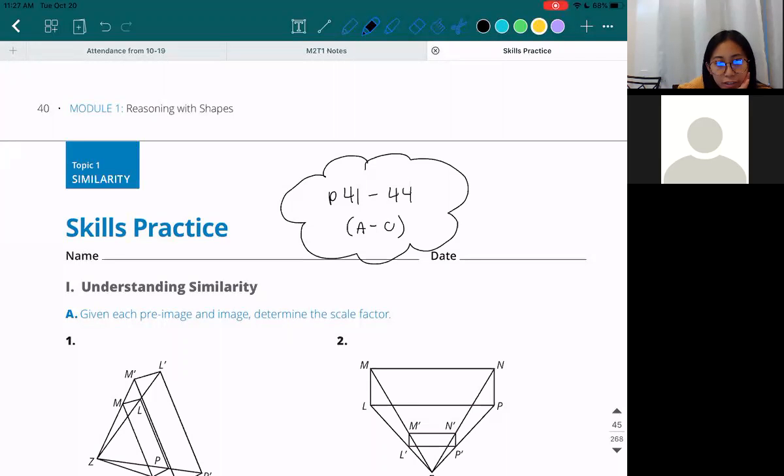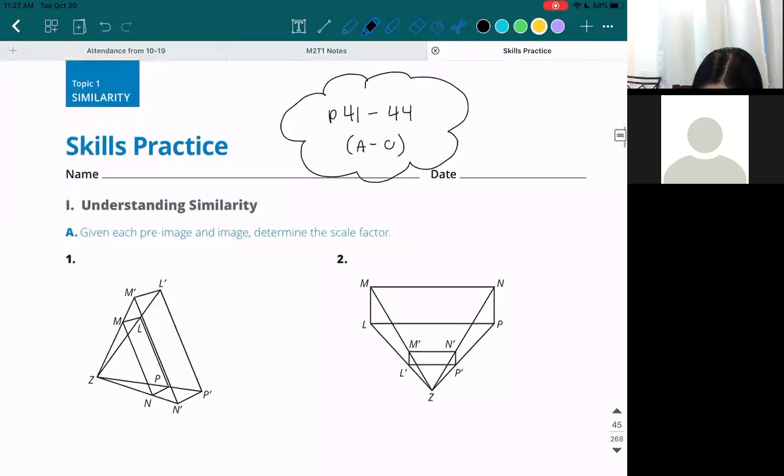All right, so we're on skills practice page 41 through 44. We're going to do sections A through C, except we are going to skip some of these because you can't do them without a ruler on a piece of paper, and we're doing online schooling. So let me show you which ones we're going to cancel out.